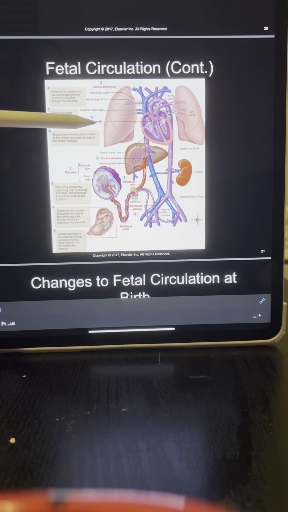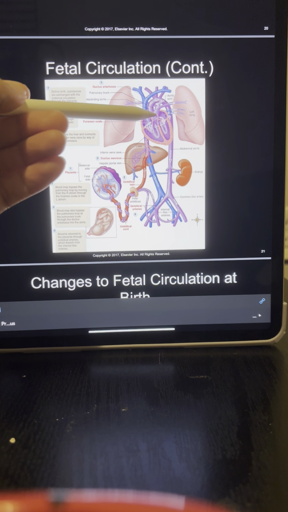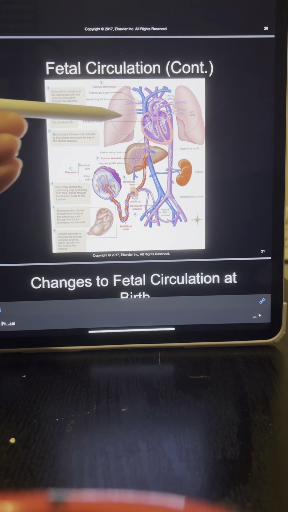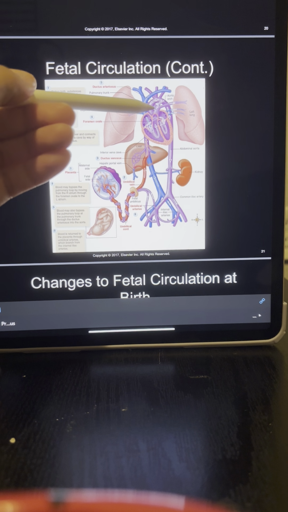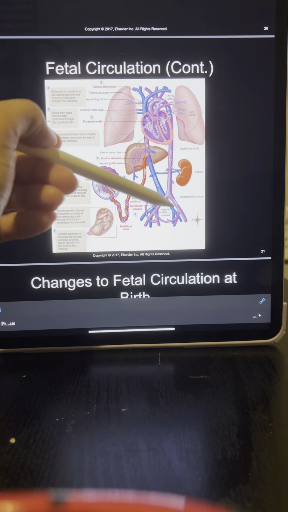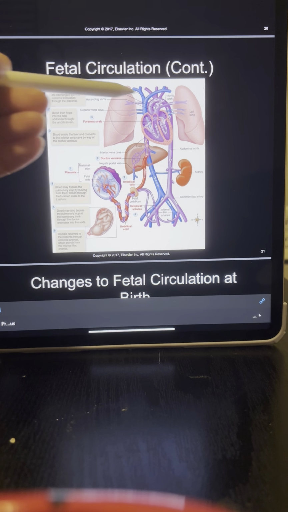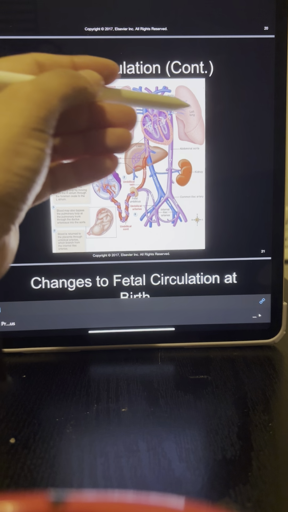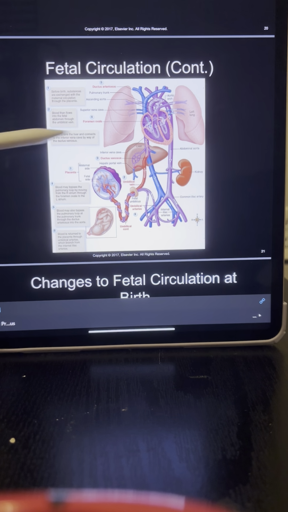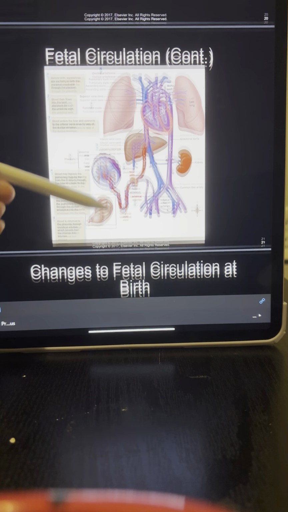Your ductus arteriosus, again up here, because your right ventricle doesn't need to pump so much blood to the lungs. When it is pumping to the lungs, there is your ductus arteriosus connected to the aorta, and it's going to join the aorta and go to the rest of the body instead of to the lungs. So it's going to shunt the blood again away from the lungs into the aorta and just hit the rest of the body. That's your ductus arteriosus.